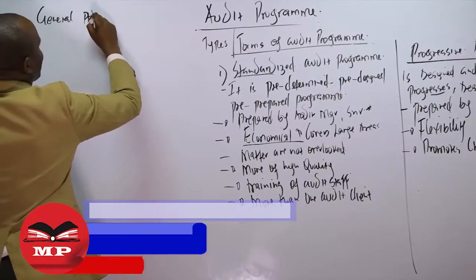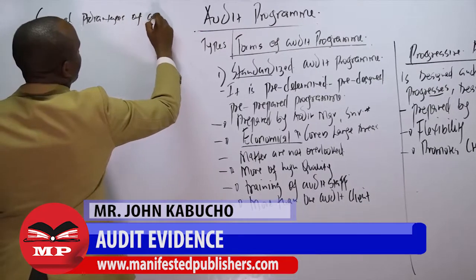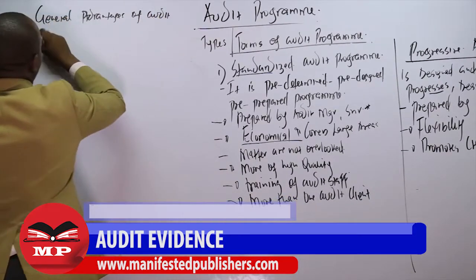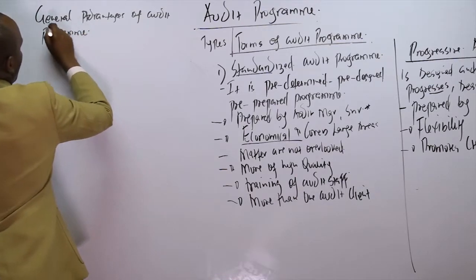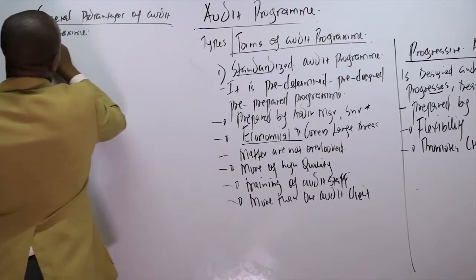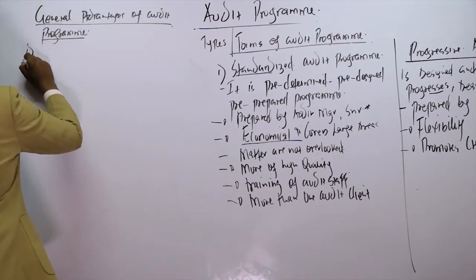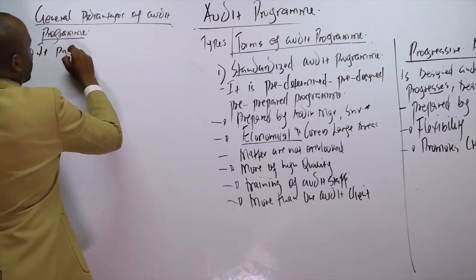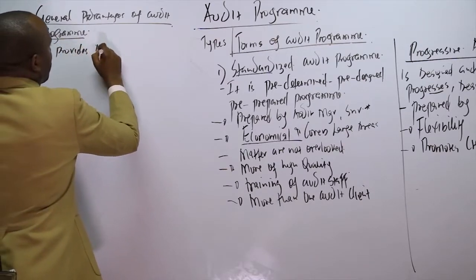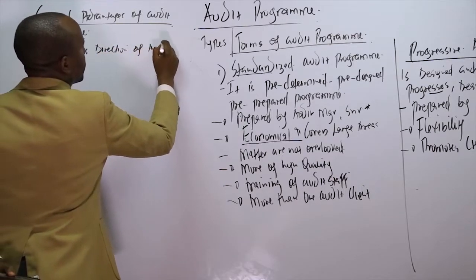General advantages of a program. Look at these particular points that we have written there. For example, we are saying an audit program is used for what? It provides direction of the audit.